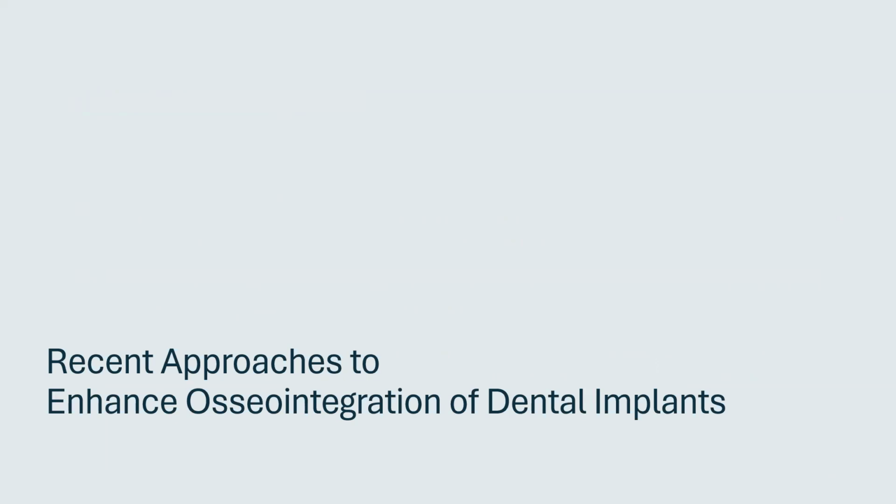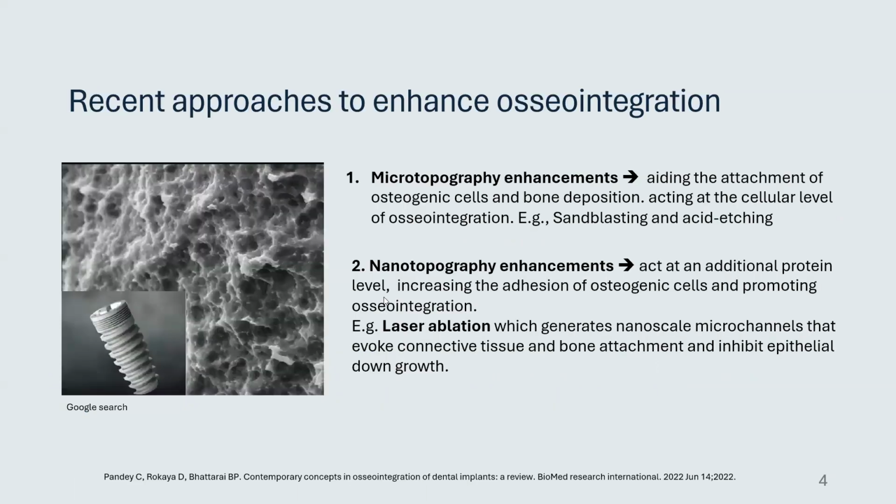I will talk about the recent approaches to enhance the osseointegration of dental implants. It has been found that changing the topography of the implant can have significant impact on the quality of the osseointegration. It has been found also that the roughness of the surface up to a limit can enhance the osseointegration. So microtopography enhancements were proposed to aid in the attachment of osteogenic cells in bone deposition. For example, sandblasting and acid etching.